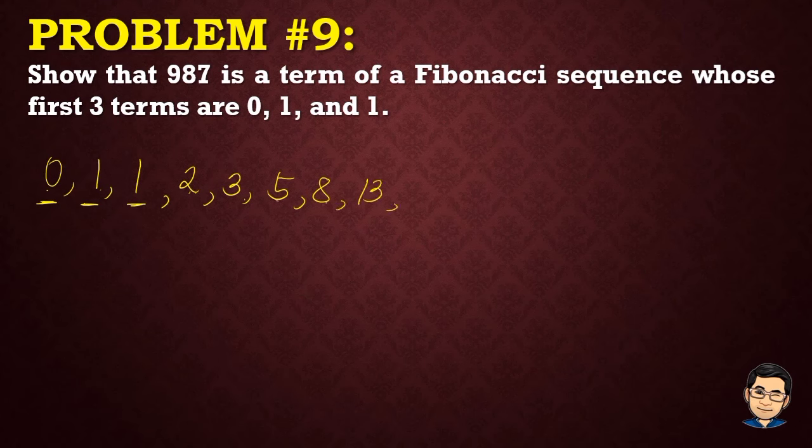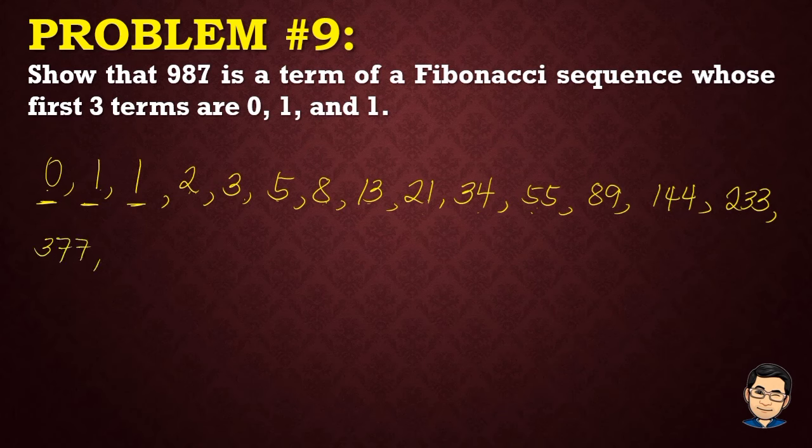8 plus 13, 21. 13 plus 21, that is 34. 21 plus 34, that is 55. 34 plus 55, that is 89. 55 and 89, that is 144. 89 plus 144, that is 233. And then 144 plus 233, that is 377. So 233 plus 377, that is 610. And finally, 377 plus 610, that is 987.